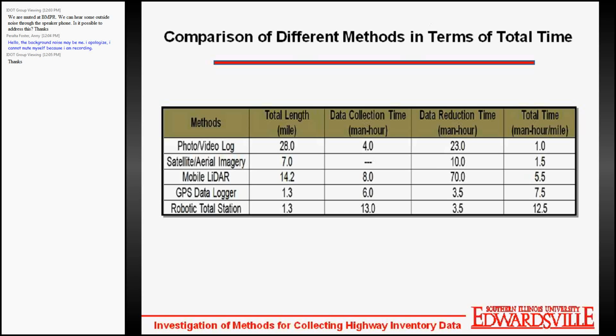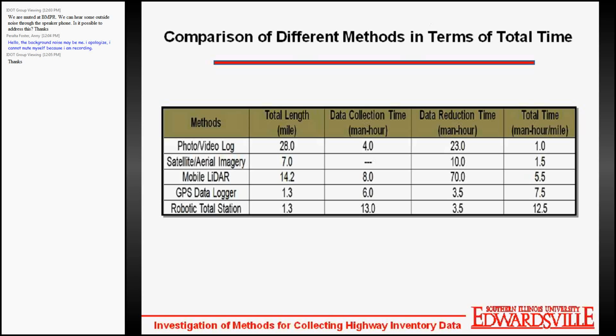But some other methods, like a GPS data logger, require a lot of field data collection time, so we did 1.3 miles for that. Mobile LIDAR, we did 14.2 miles. Because the lengths are different for different methods, and the data collection times in the field are also different, we calculate everything based on the number of man-hours per mile for each method. That can help us compare different methodologies.